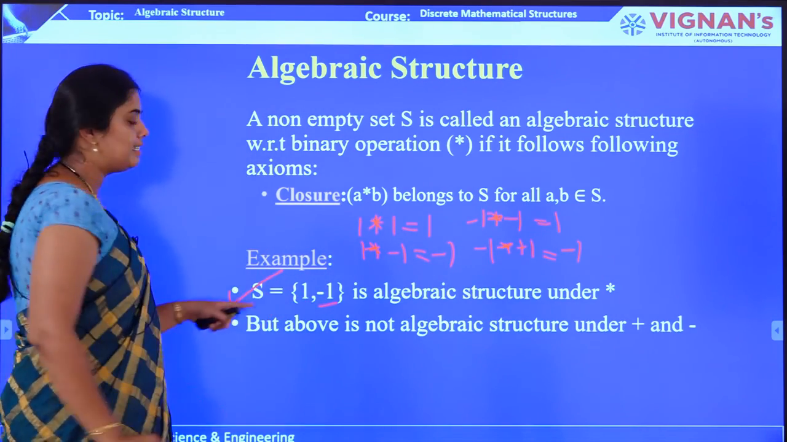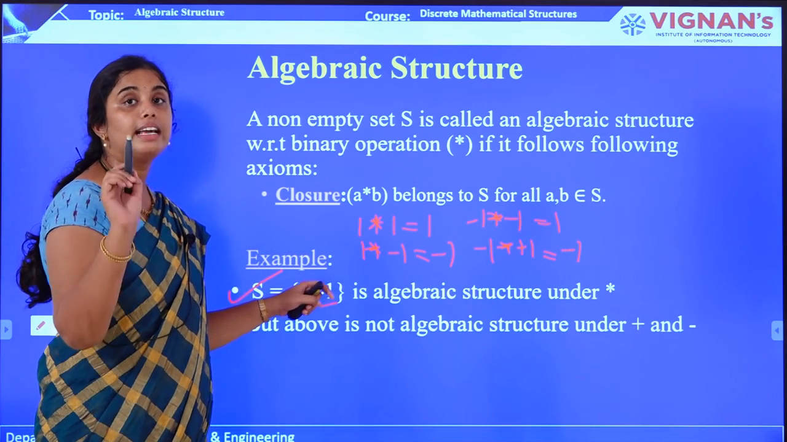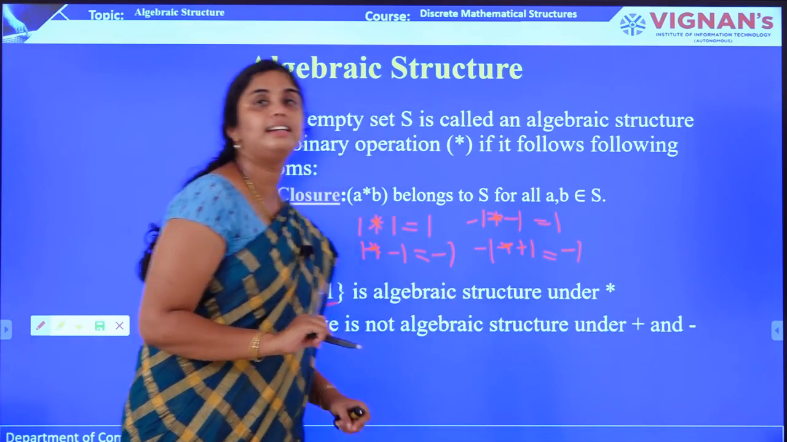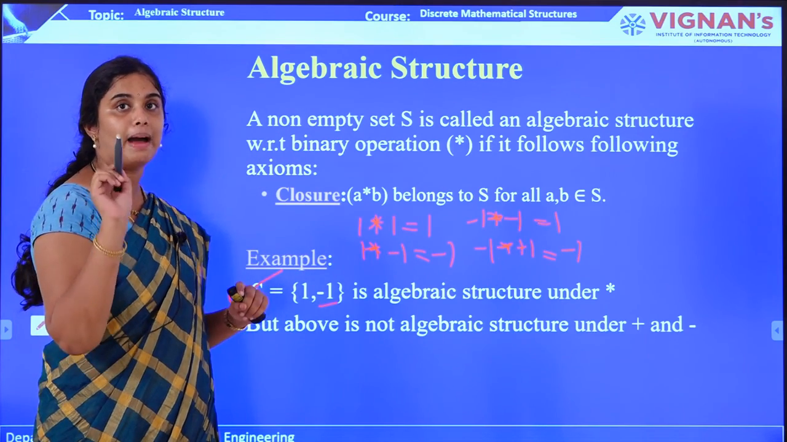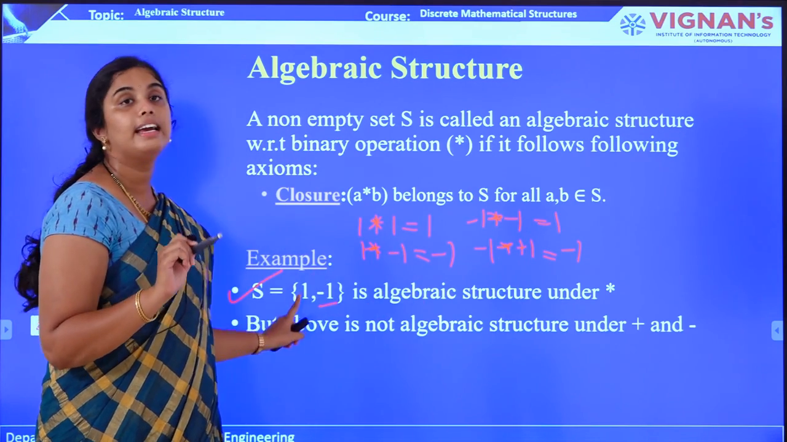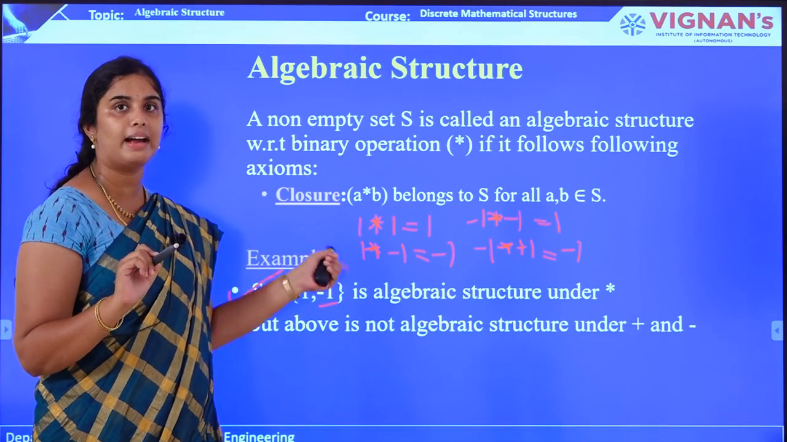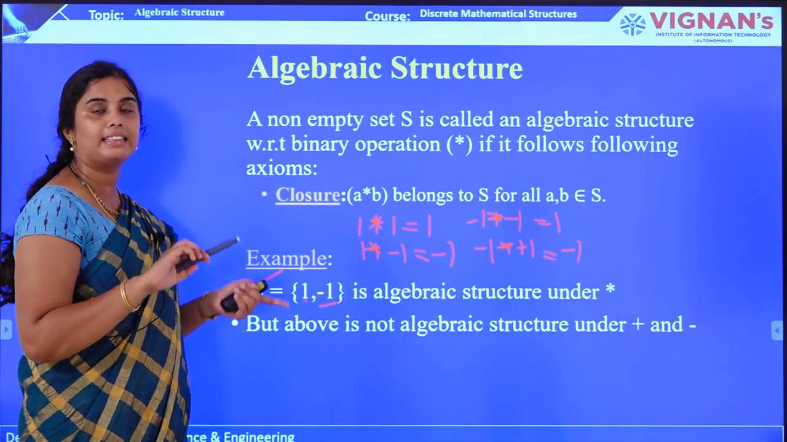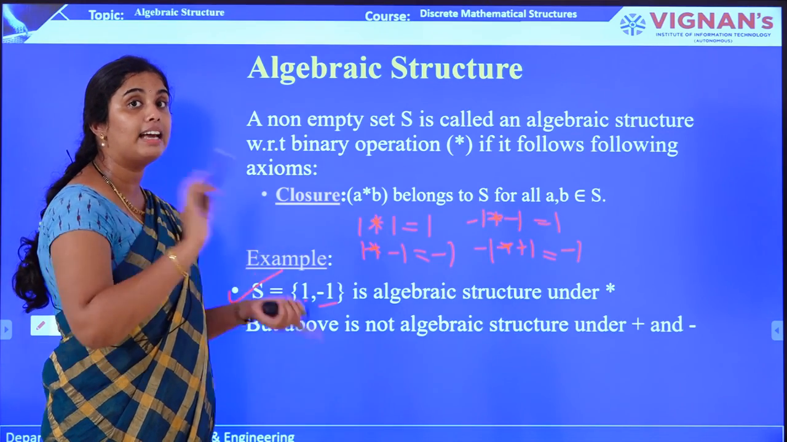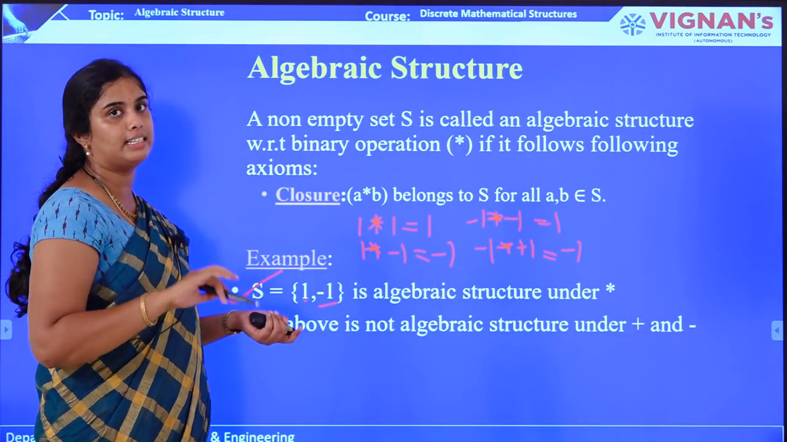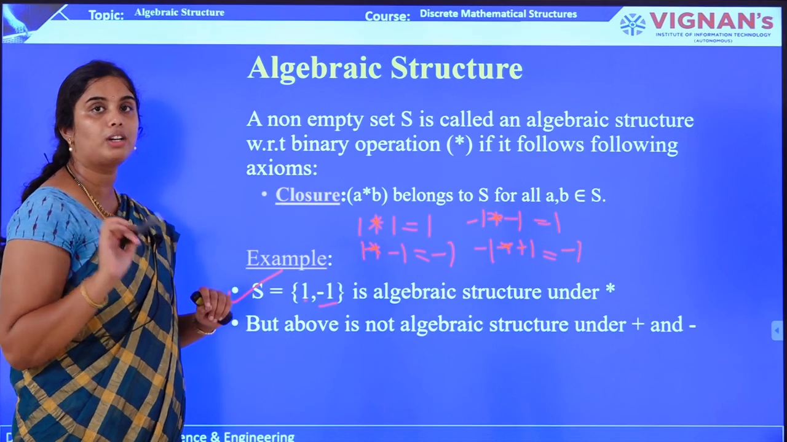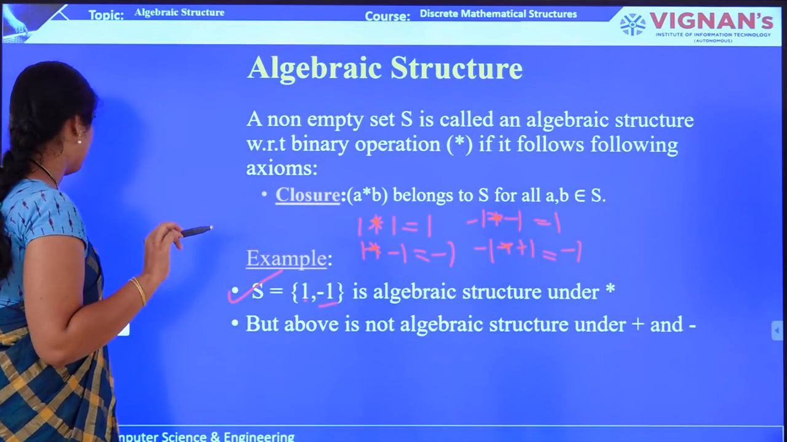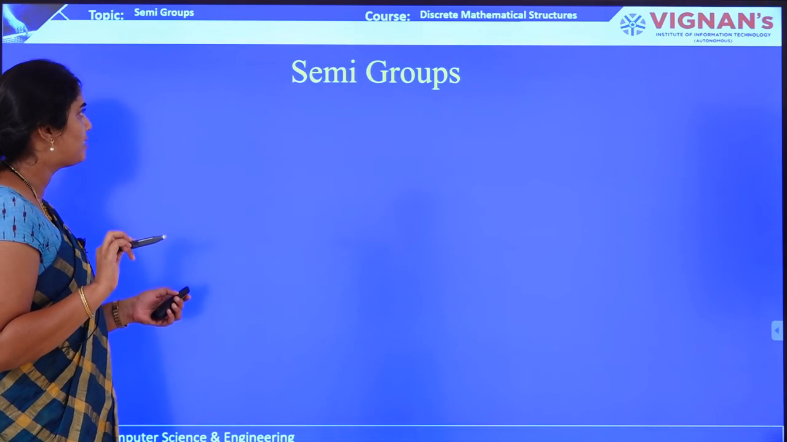So, this S equal to 1, minus 1 is closed under multiplication, and with plus and minus as the binary operators, in that case it is not closed under plus and minus. You take it as an example. Try to add and subtract these elements. Then you will be getting elements that are present outside the set S. So, this set is not closed under addition and subtraction. Okay, this is about the algebraic structures.